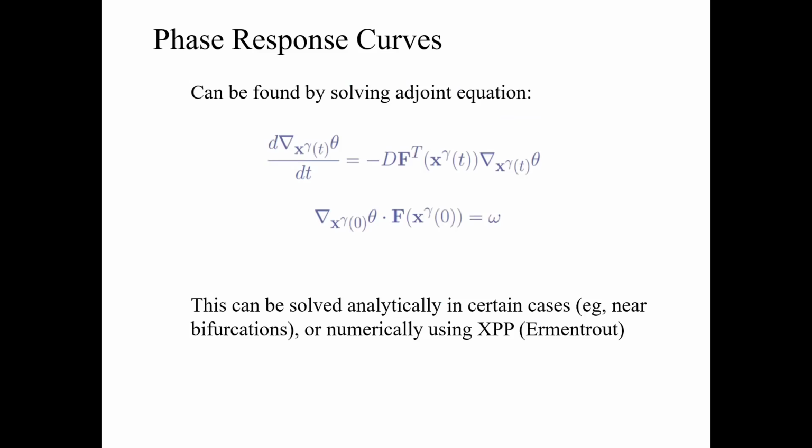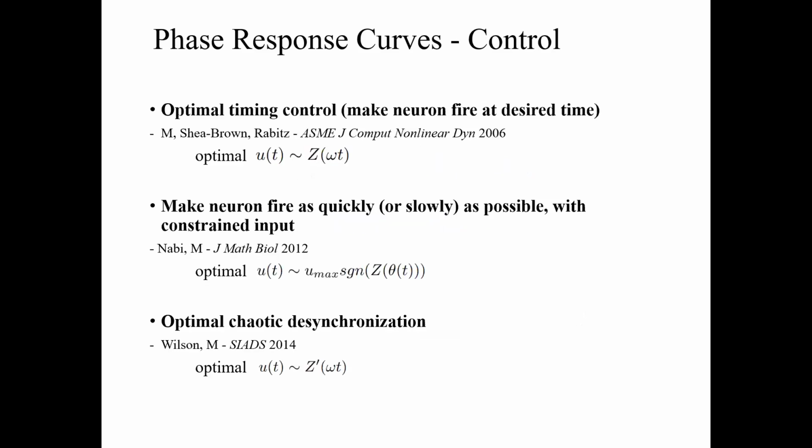So here my notation is this is the gradient of θ evaluated on the periodic orbit. F was the original vector field. So from the original vector field, you can form this equation. Here's a normalization condition. And you can solve it analytically in certain cases if you assume you're close to a bifurcation, at least in an approximate sense. You can get a sense of what it looks like. Or, Bard Ermentrout wrote a package called XPP, and it's built in to solve this adjoint equation. So as I say, I've gotten a lot of mileage out of this equation over the years.